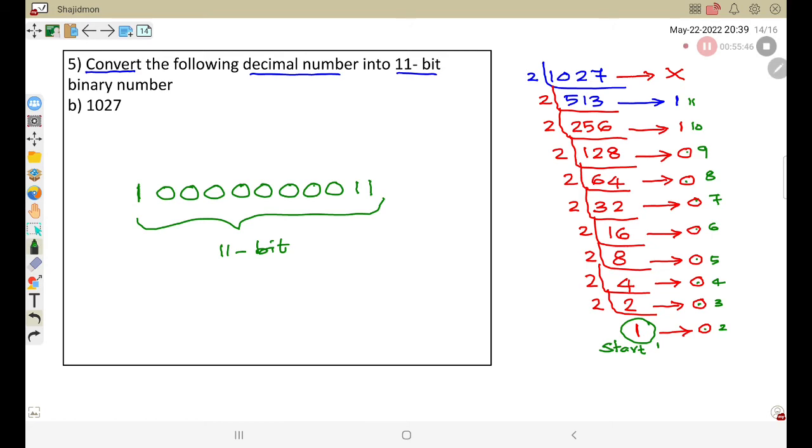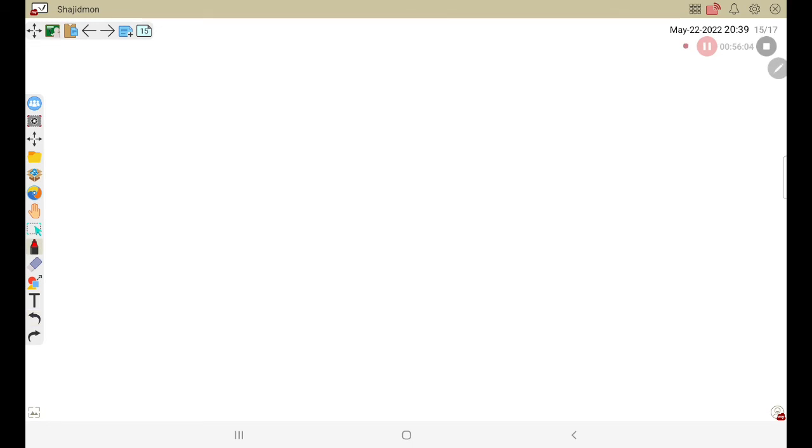Now, okay, this question we can do directly from our calculator. For checking purpose, you can use the calculator. I will show the steps how we are doing this 11 bit finding from the calculator. Okay, for example, the same question 1027. I will show by calculator here. You can see what you do in your calculator. I will show in step by step. First, you can press the mode button.